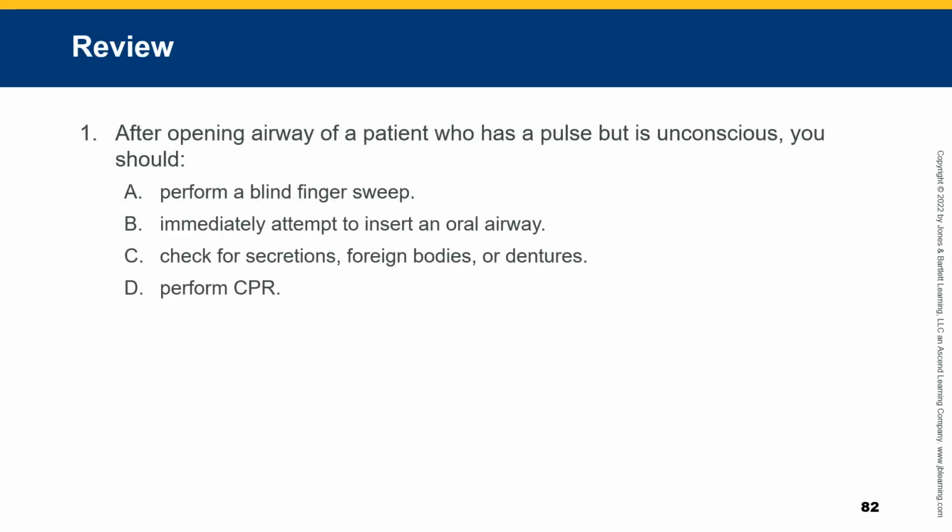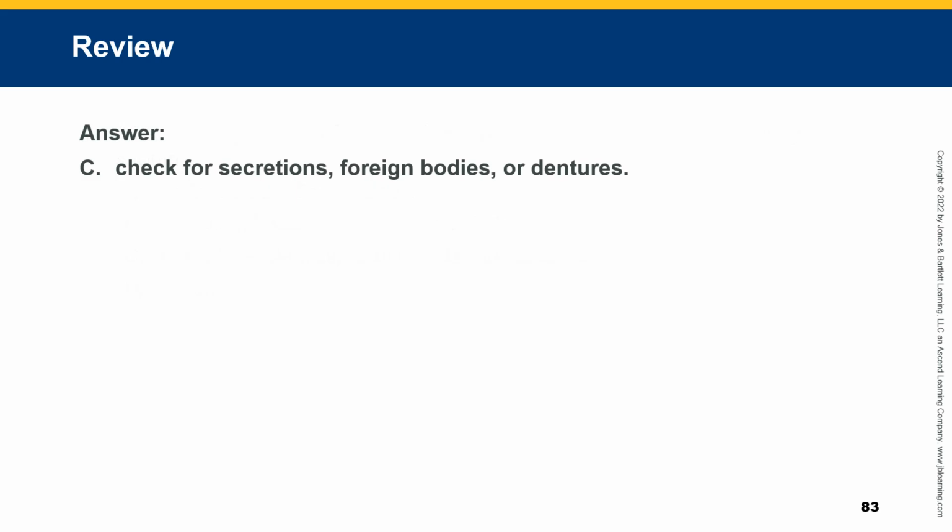Let's do some review questions. Review question 1. After opening the airway of a patient who has a pulse but is unconscious, you should: A. Perform a blind finger sweep, B. Immediately attempt to insert an oral airway, C. Check for secretions, foreign bodies, or dentures, or D. Perform CPR. The correct answer is, of course, C. You want to check for secretions, foreign bodies, or dentures.